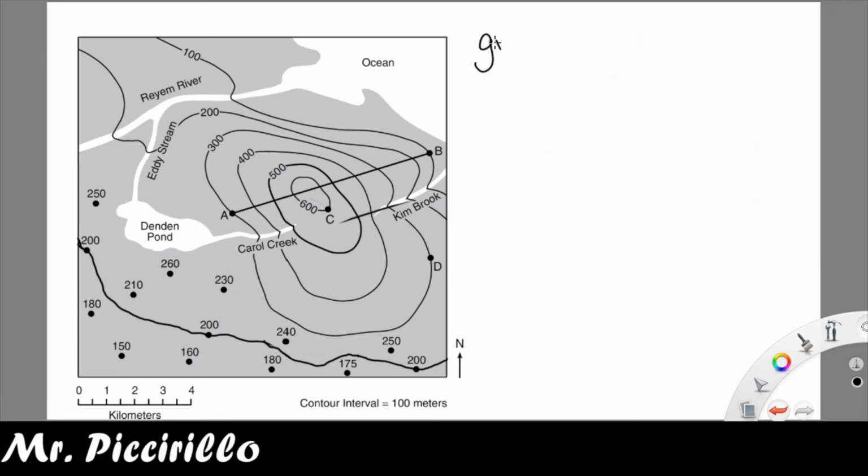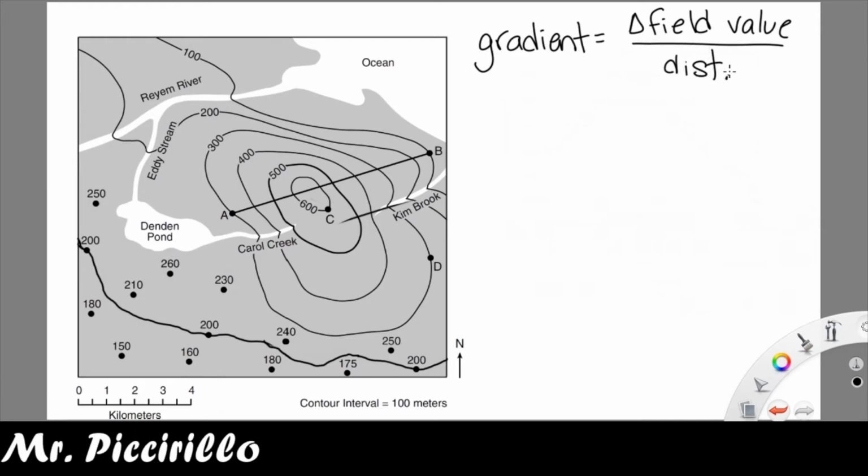So gradient is equal to our change in field value over distance. Now this is in our reference table. You definitely do not have to memorize this formula, but nonetheless, that is our formula. So we have to figure out, well, what's our change in field value?